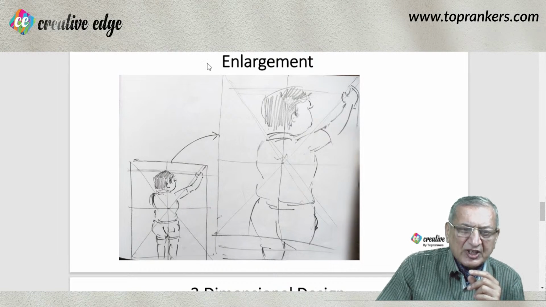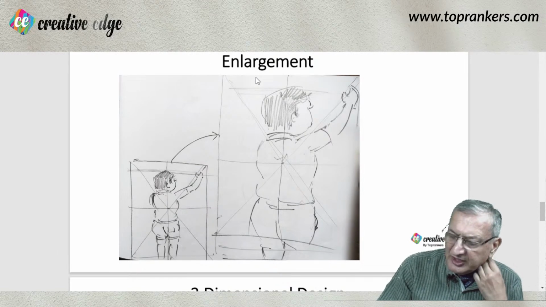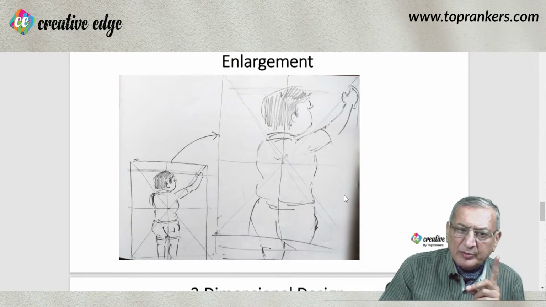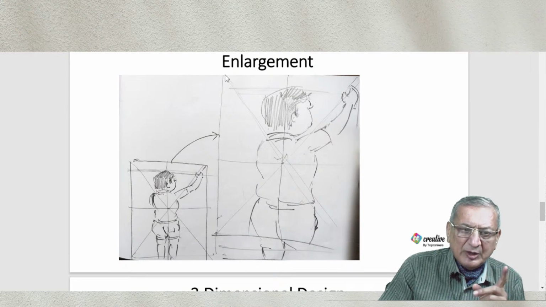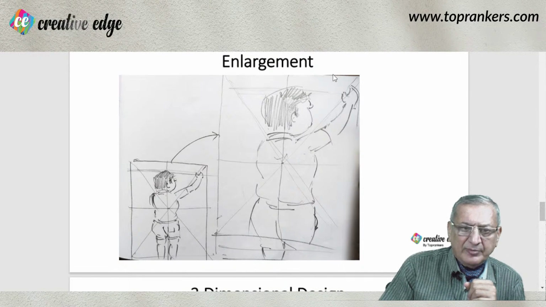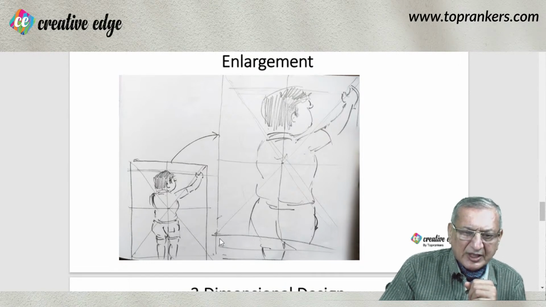Take the same scale for the enlargement. Generally the same scale is used. By scale I don't mean the ruler. The scale I mean is the same proportion of length and width, length and breadth. Okay? So the same proportion, length and width are given.